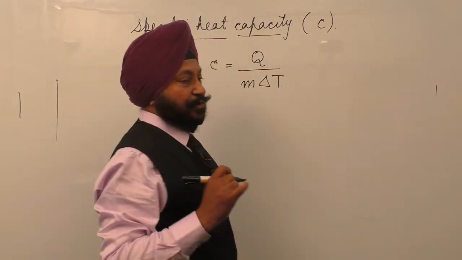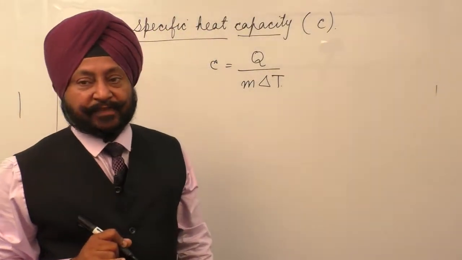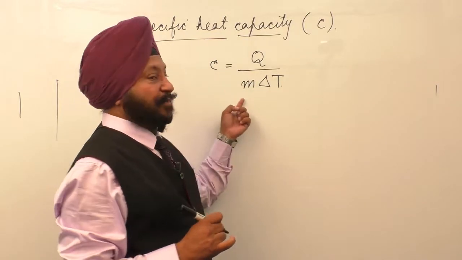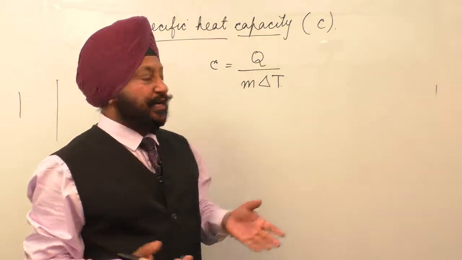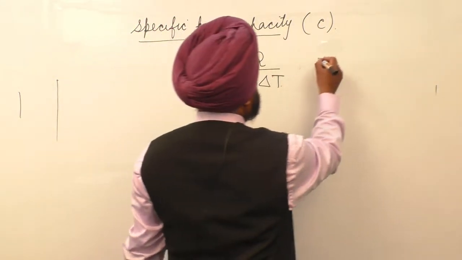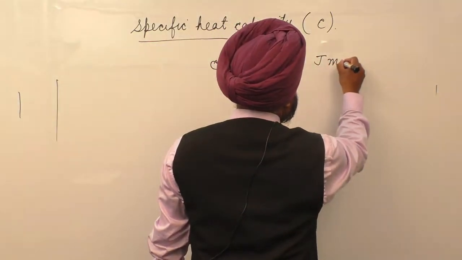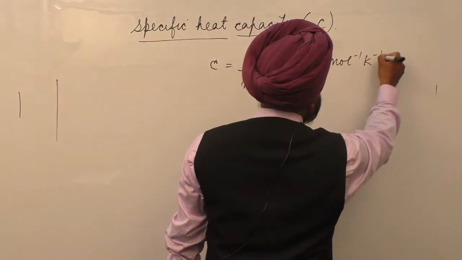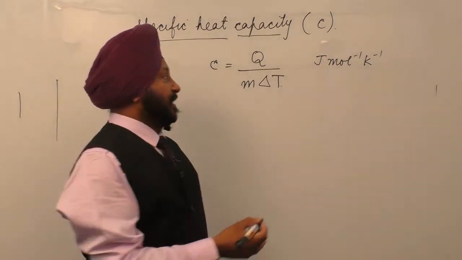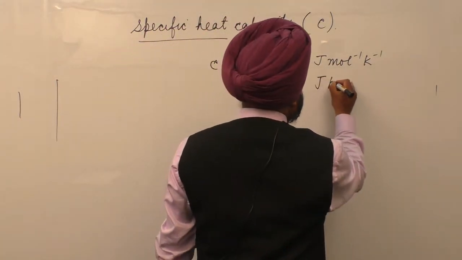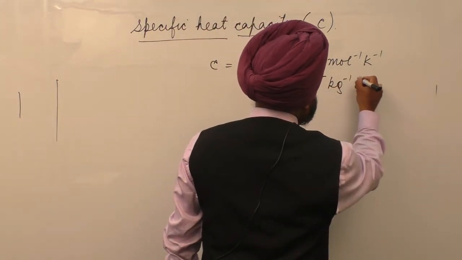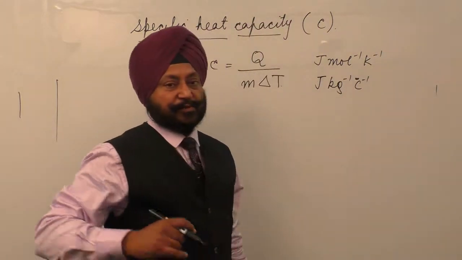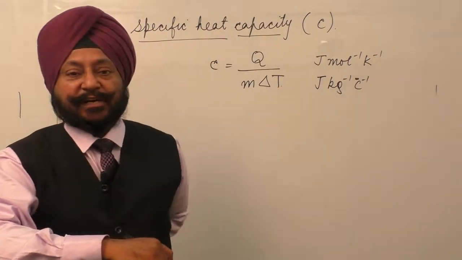We write the value for specific heat like this: the heat required over the amount of mass into the change in temperature. Now this has units joule per mole per Kelvin, or sometimes we write this as joule per kilogram per degree Celsius. Both the units are acceptable, but most of the times we write it in this manner.